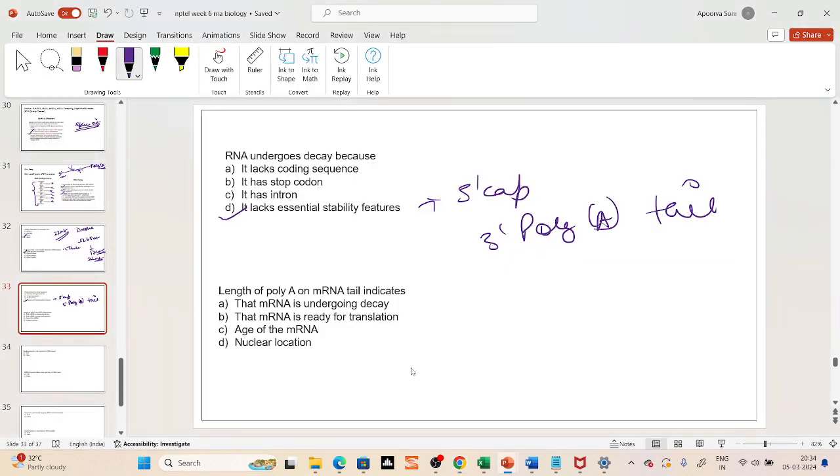Okay. I think this point we have discussed in very earlier classes. I don't remember. I think in second or third class only we have discussed this. When we were studying about the different post-transcriptional events that takes place, that time only we have discussed.